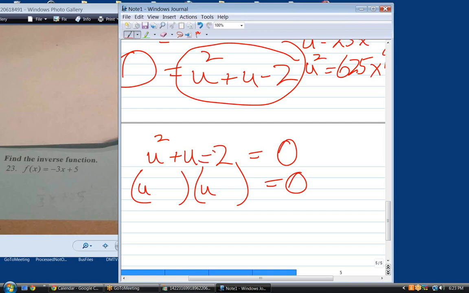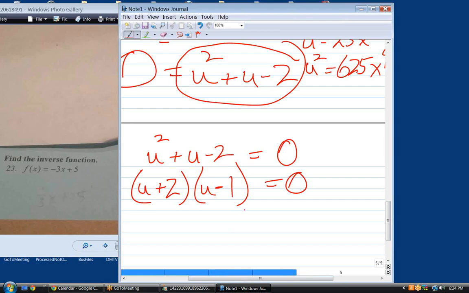Both negative? No. If that sign is negative, the signs have to be opposite one another. So it's plus minus. Now what are factors of 2? 2 and 1. I put the larger one with the plus sign because that's the sign of the middle term. So the 2 goes there, the 1 goes there, and that results in a middle term of plus u. So I've done it correctly.